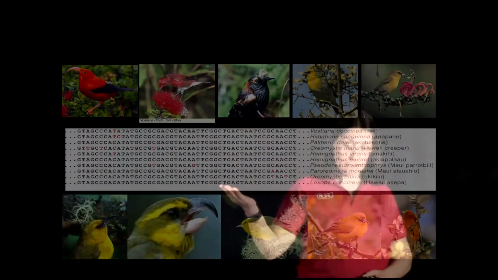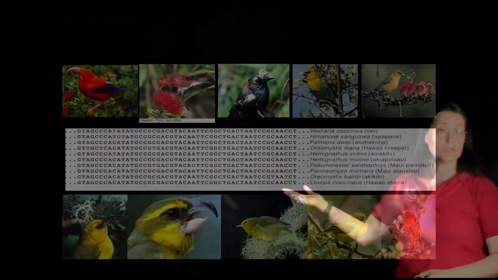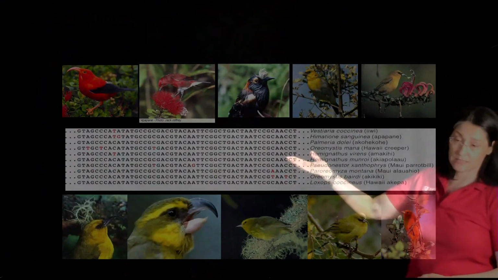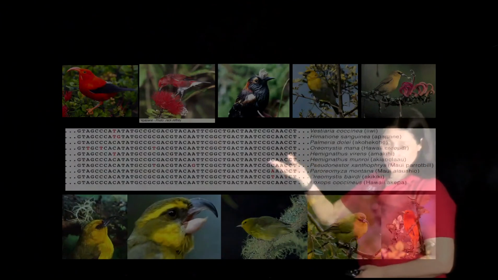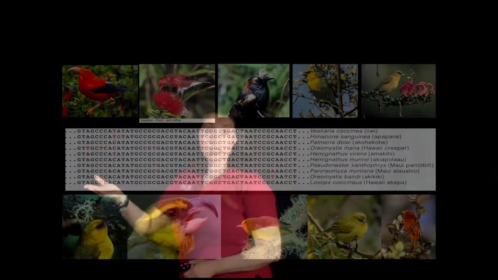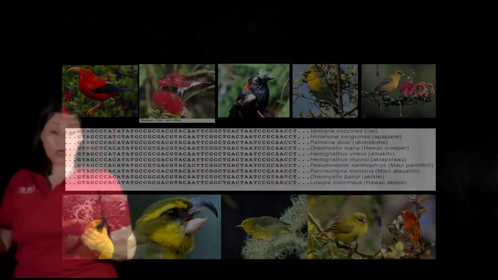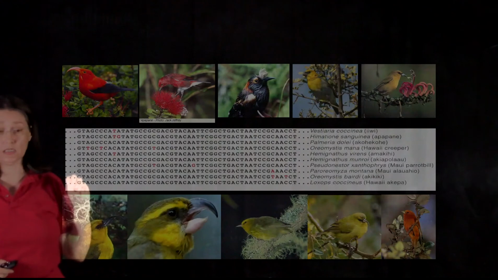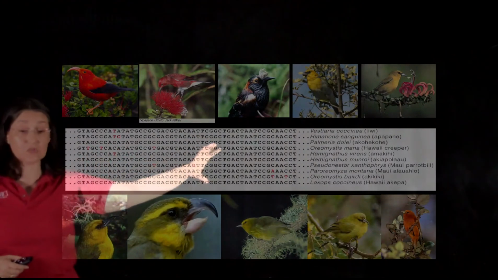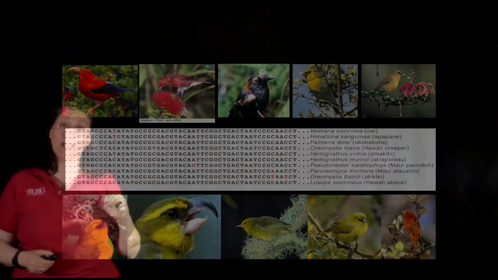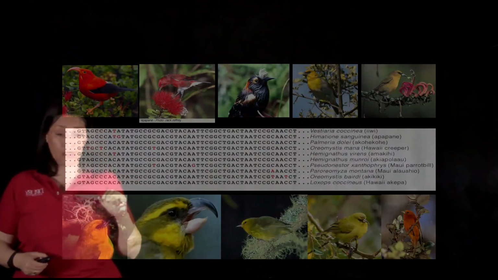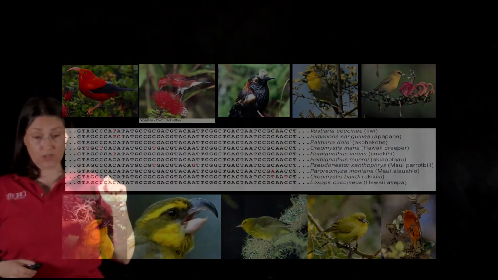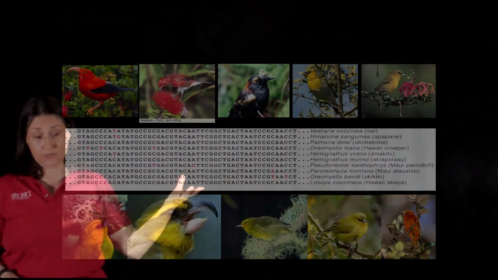First of all, is it comparing DNA sequence or protein sequence? And you can only see ACGT, which are the 4 nucleotides found in DNA in all life on Earth. So it's comparing the 10 types, or the 10 species of Hawaiian honeycreepers. And whenever there is a red letter, you can see that there is a mutation.